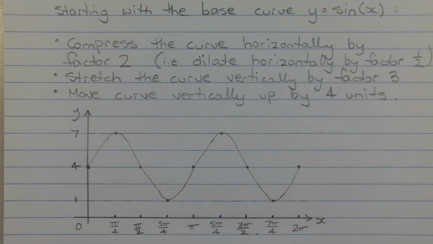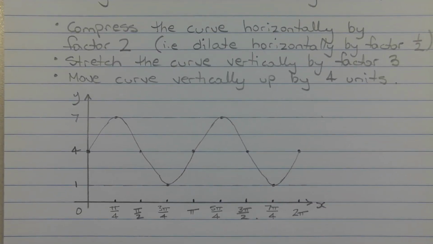So putting that all together, we end up with a graph that looks something like this. So from 0 to 2 pi, notice that we get 2 full cycles rather than 1 cycle because the period has been halved. Also notice the line of center is 4. Notice that the maximum value is 7, the minimum value is 1, and the amplitude, which is the distance from the line of center to either the maximum or minimum value, is 3, either way of 4.